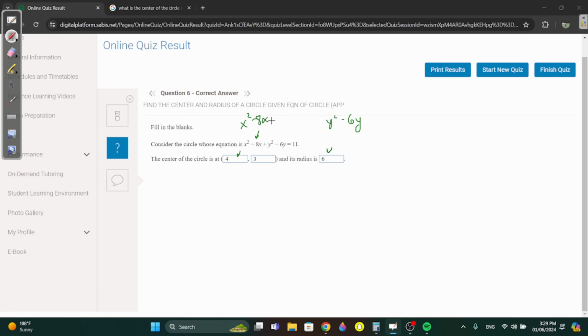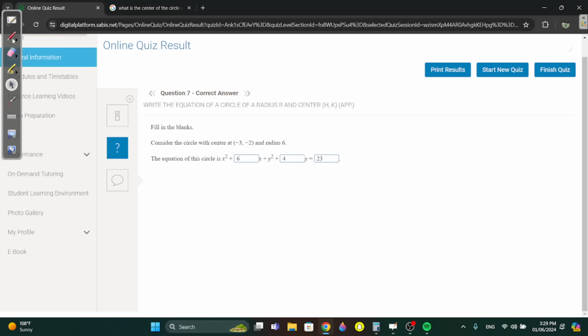X squared minus 8x, divided by 2 and squared, I get 16. And here divided by 2 and squared, I get 9. Remember, what you add here also has to be added on the other side, and what you add here has to also be added on the other side. So I just add the 16 and this 9 to this 11, and this is radius squared, so I just find the square root. 16 plus 9 is 25, 25 plus 11 is 36, and then square root of 36 is 6. If you want to complete the square, that's completely fine. If you don't, just use the first way I gave you using the equations, and they both work fine.